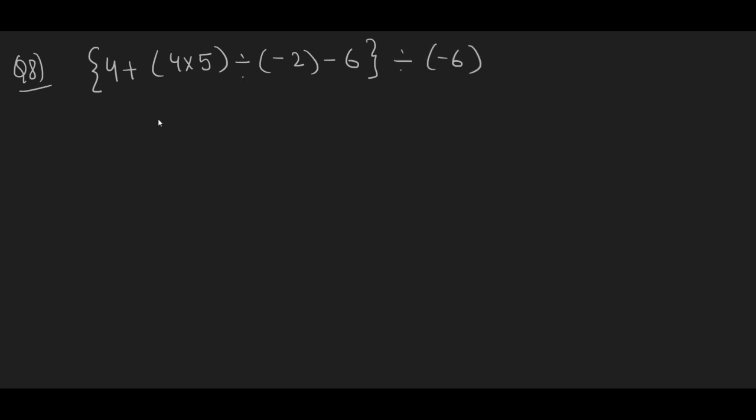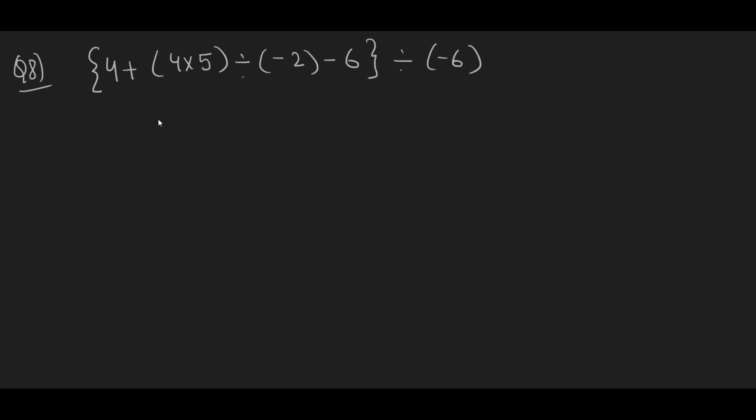Question number 8. And question number 8 is 4 plus 4 into 5 divided by -2 minus 6 brackets divided by -6. That is, 4 plus 4 into 5 divided by -2 minus 6, brackets, divided by -6.